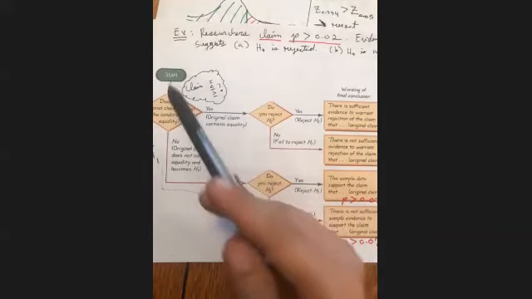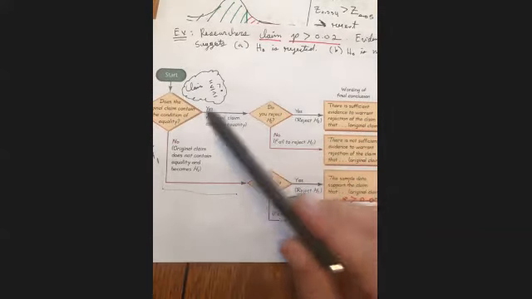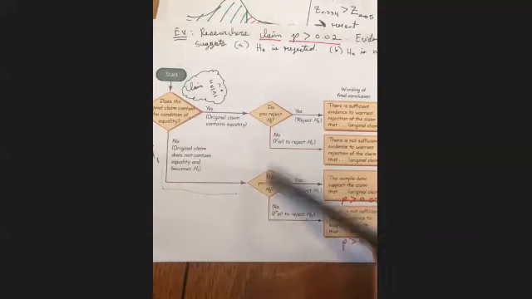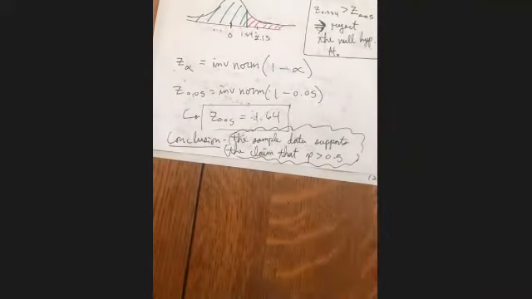So the result of the flow chart depends on whether the claim was H0 or H1, and whether we rejected or failed to reject the null hypothesis. We have 4 different conclusions we can come to. So that is the flow. That's how a hypothesis test works.